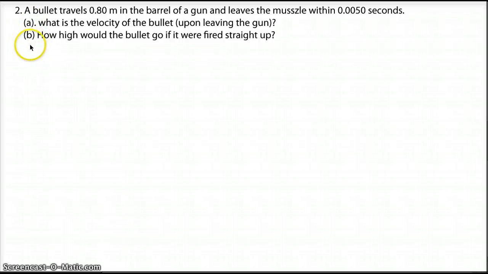Okay, this is the question on page 67 of your workbook. So let's read this question first. A bullet travels 0.80 meter in the barrel of a gun and leaves the muzzle within 0.0050 seconds. Question A is asking what is the velocity of the bullet? Actually, it's upon leaving the gun. And then how high would the bullet go if it were fired straight up?